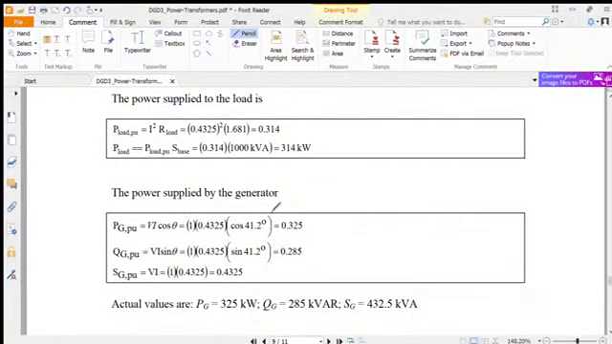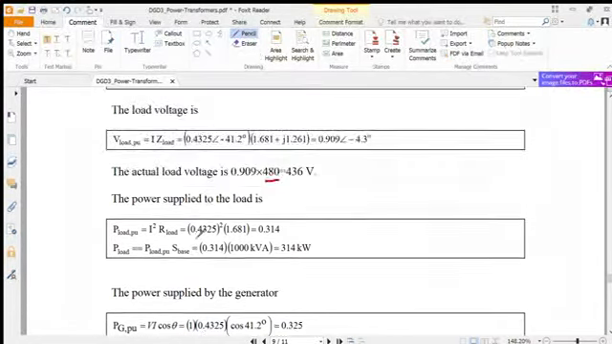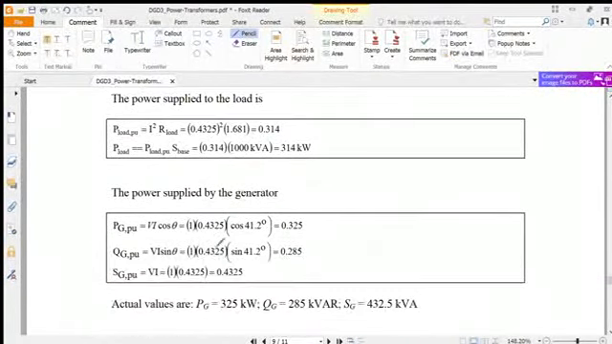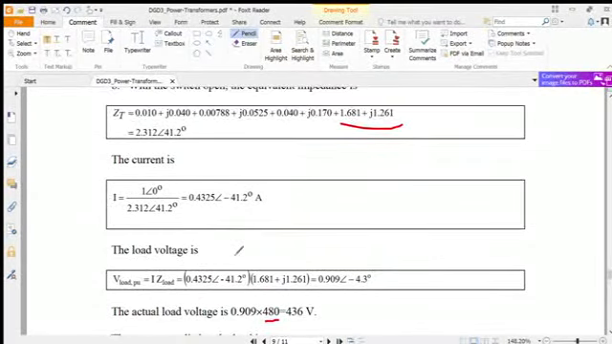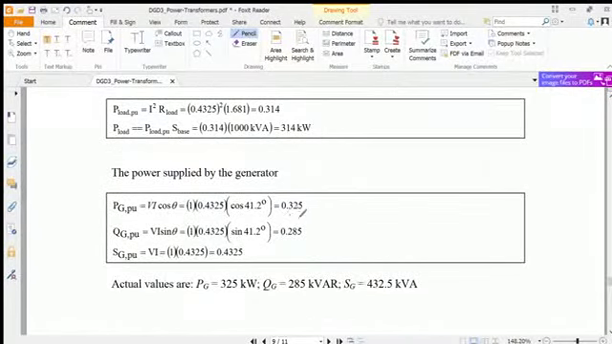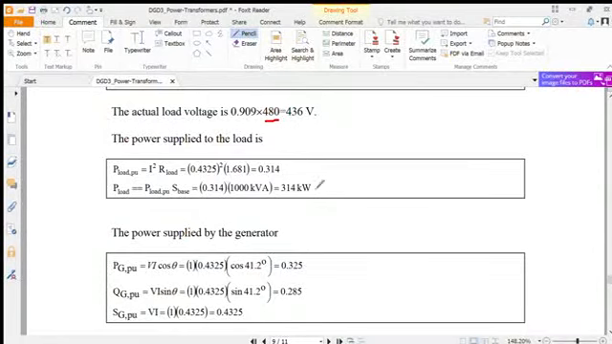And the power supplied by the generator: this is the real power, VI cos theta. All the values are per unit. V is 1 here, I is 0.4325, and cos theta uses 41.2, because the power factor angle is 41.2. And similarly VI sin theta and the kVA rating. This is all the power supplied by the generator, and this is the power across the load.